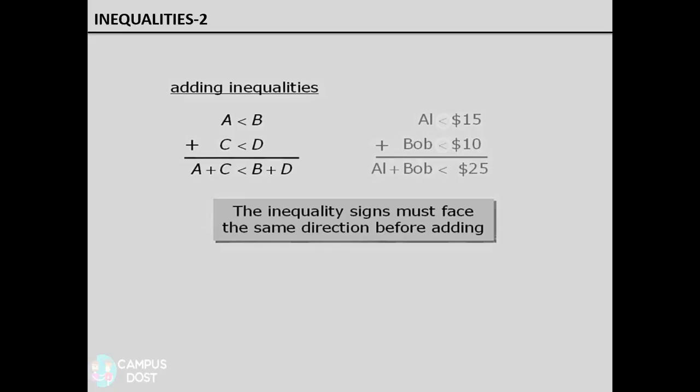So here's a quick example of this technique. Since 6 is greater than 1 and negative 2 is greater than negative 5, we know that when we add the two inequalities, the resulting inequality must be true.